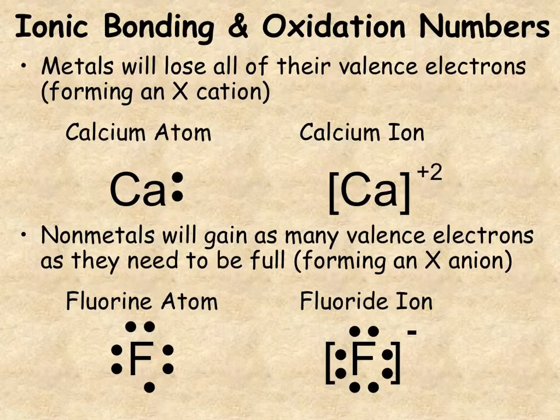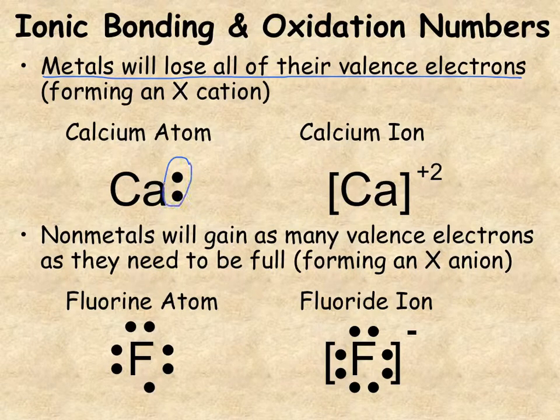Okay, so now let's look at ionic bonding in relation to oxidation numbers. If you remember back to the periodic table and some other earlier chapters, we talked about oxidation numbers, and here's where they come into play. Remember, all metals will lose all of their valence electrons to form a cation, right? Let's look at calcium, for example. Calcium has 2 valence electrons. It's going to lose both of those, and therefore we're going to get this +2 charge. And remember, calcium has a +2 oxidation number.